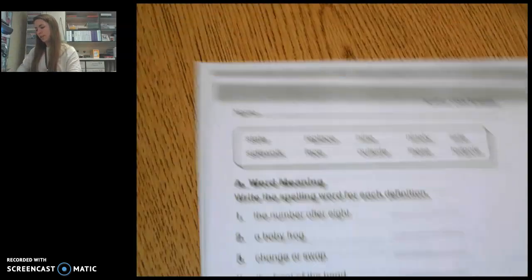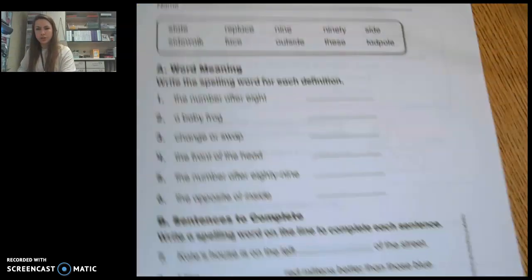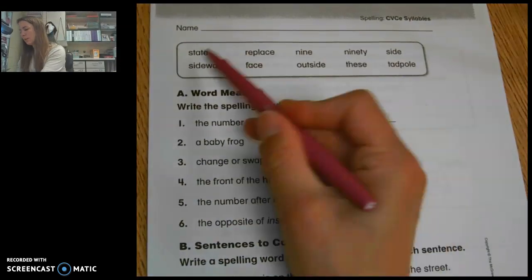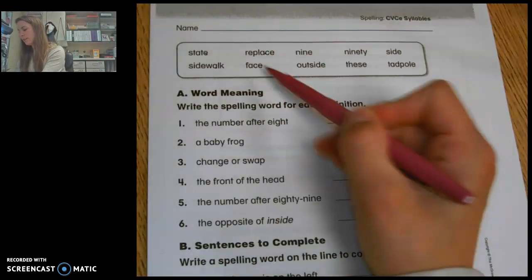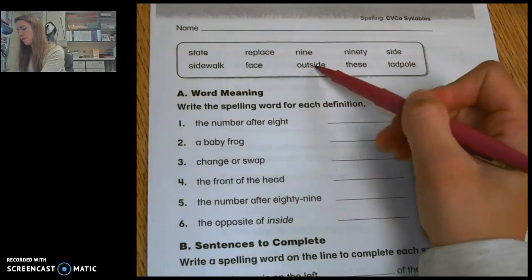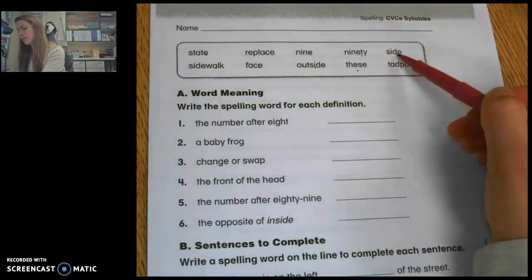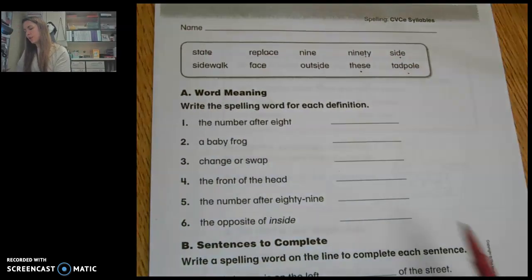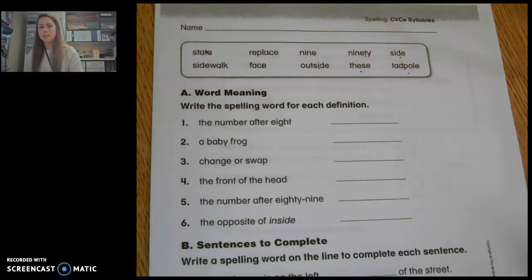On the back side, I am learning about word definitions. So I have my same 10 words: state, sidewalk, replace, face, nine, outside, ninety, these, side, and tadpole. So let's talk about what these words mean. A state is like in the United States, we have 50 states. Indiana is a state. Florida is a state. Utah is a state. California is a state. So think about all of those different states and see if you can spot one in one of the sentences or the definitions.